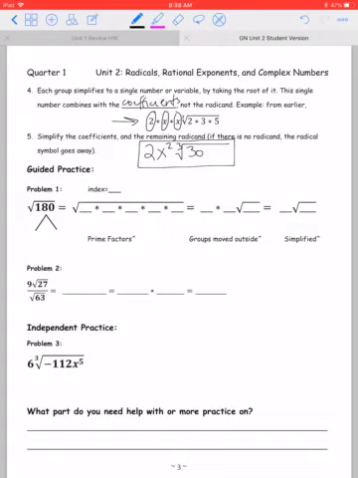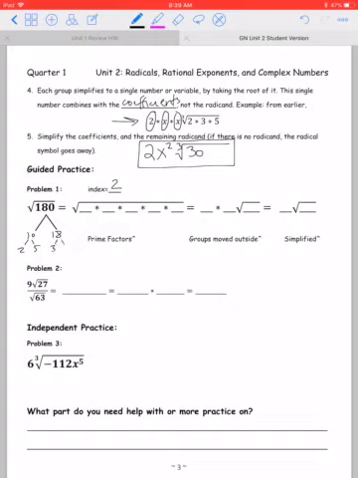So let's look at problem 1. In problem number 1, the index is not given, which means that it's automatically a 2. We're looking for groups of 2. So go ahead and find your prime factor tree. We have 10 times 18. You might have done something different there. That's okay. You'll have the same prime factors in the end.